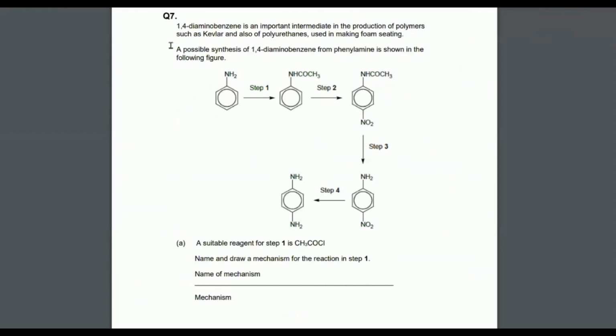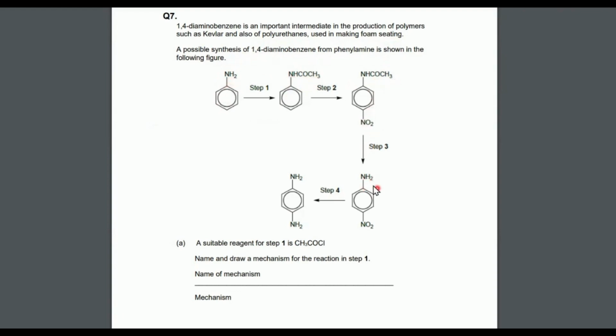1,4-diaminobenzene is an important intermediate in the production of polymers such as Kevlar and polyurethanes used in making foam seating. A possible synthesis for 1,4-diaminobenzene from phenylamine is shown in the following figure. So we've got phenylamine, and then in step 1, you can see we've had a molecule added to it.